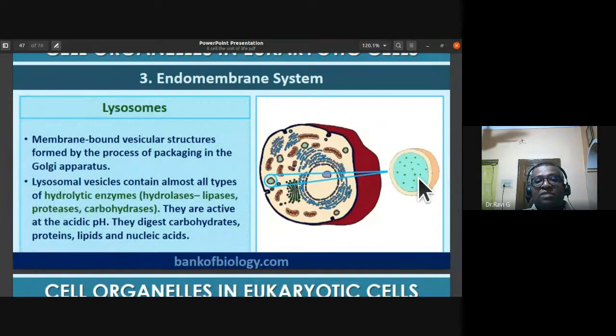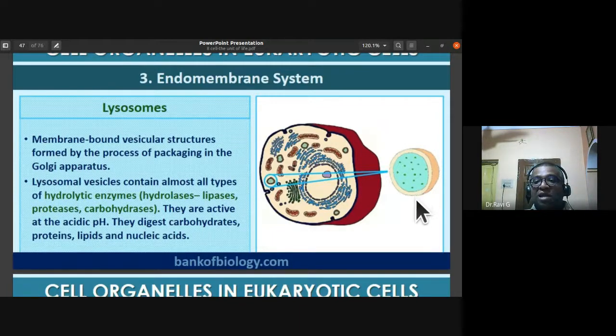So the lysosomal vesicles will have the hydrolytic enzymes. The different hydrolases or enzymes are lipases, proteases, carbohydrases, nucleases. The hydrolytic enzymes in lysosomes are active in the acidic pH. So they digest carbohydrates, nucleic acids, proteins, lipids.